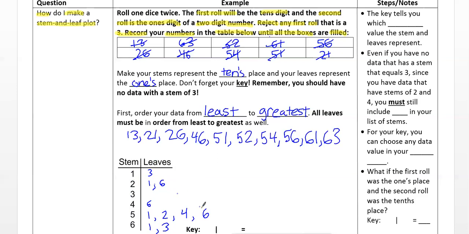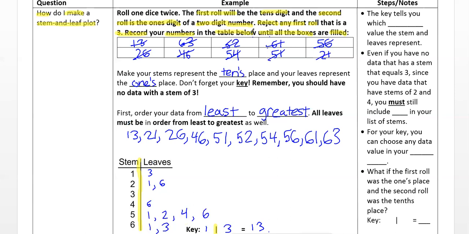Well, if the stem is 1, and then vertical line, 3, let's just not forget that the vertical line that separates the stem and the leaves is the exact same vertical line that separates these 2 numbers in the key. So 1, vertical line, 3 is what number in the data set? That's 13.